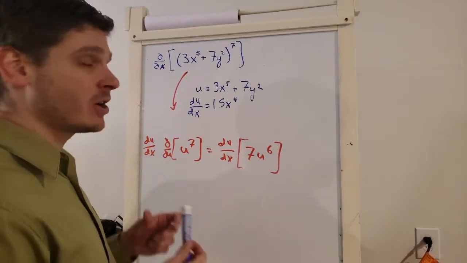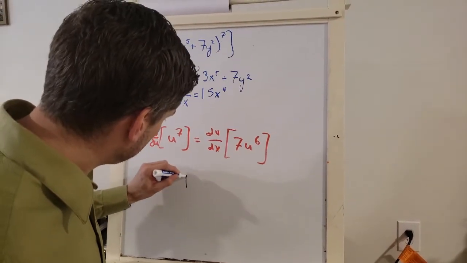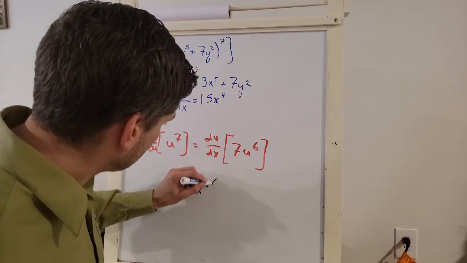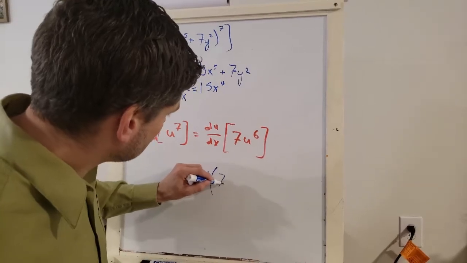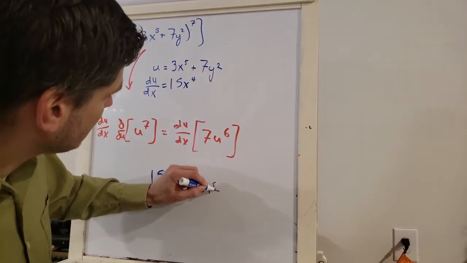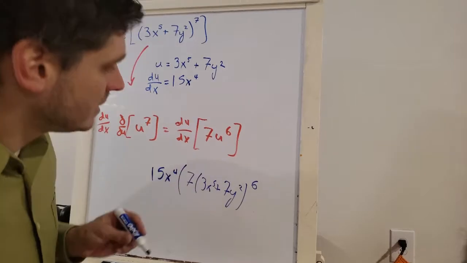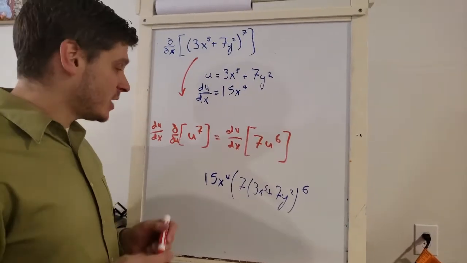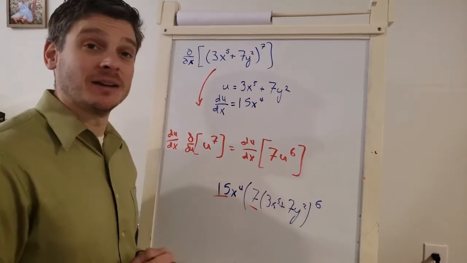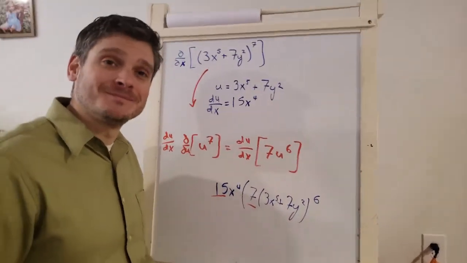And so, when I just bring it all back together, I'm going to get 15x to the 4th times 7 times the quantity 3x to the 5th plus 7y squared, all to the 6th power. And again, when we bring this back to the rest of the problem, we should probably combine the 15 and the 7 together to make it a little bit neater. But let's bring it back right now and finish this problem up.